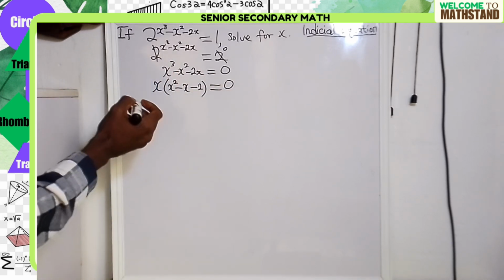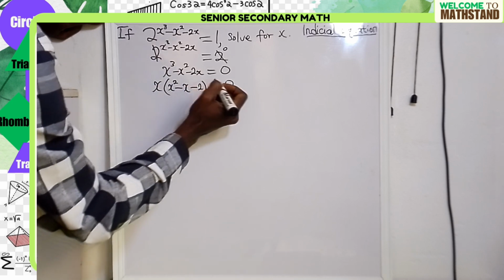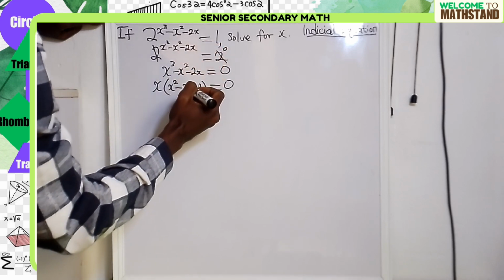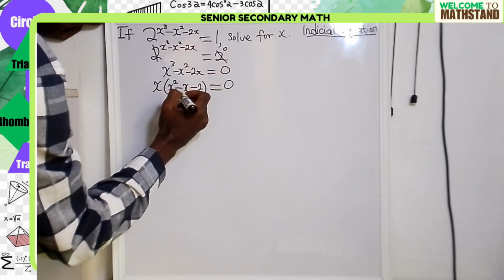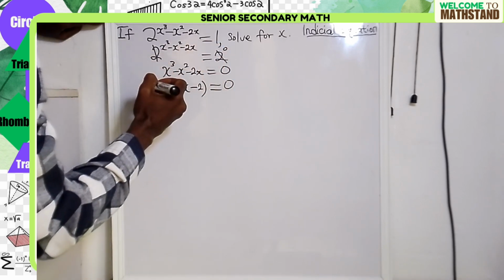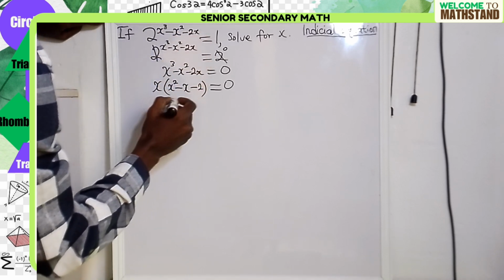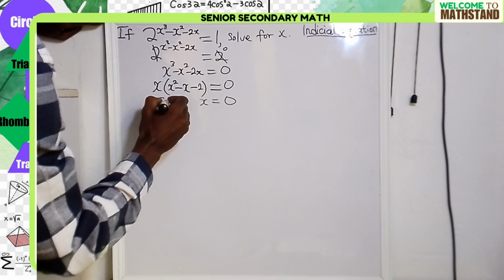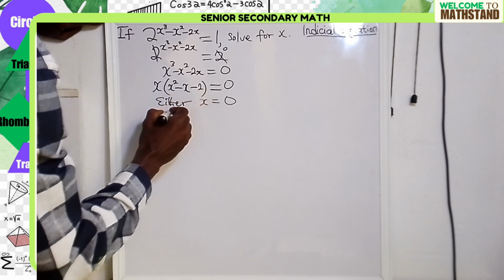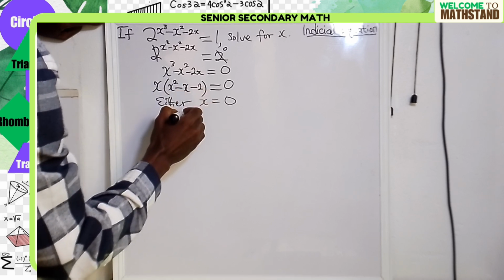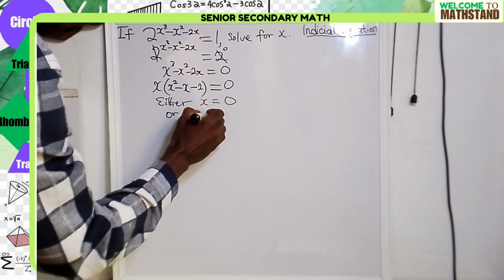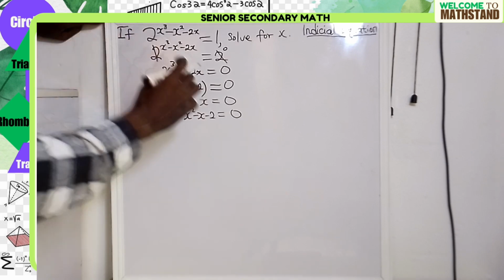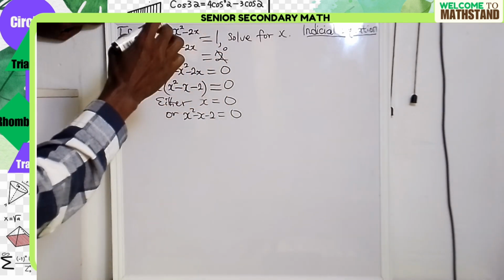So in this case, we have either this x is equal to 0 to make this very equation true, or this is equal to 0 to make the equation true. So we can take either x equals 0, or the second one, which is x squared minus x minus 2 is equal to 0. That's to make this very equation true.